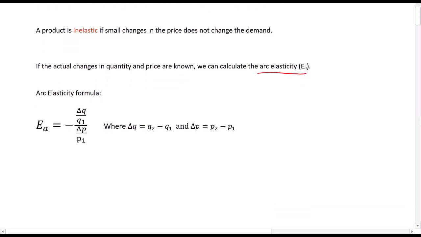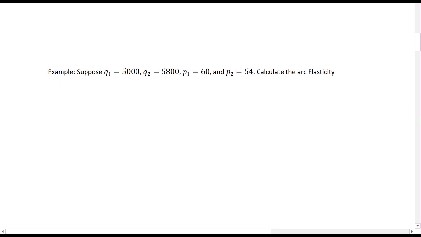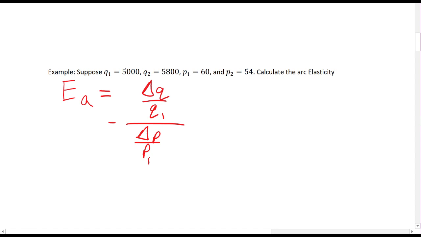All right, let's see a quick example. Here we go. Suppose Q1 is 5,000, Q2 is 5,800, P1 is 60, P2 is 54. They want us to calculate the arc elasticity. Here we go, folks. E sub A equals, well, the formula is delta Q over Q1, that entire fraction over delta P over P1, and the entire fraction is negative.